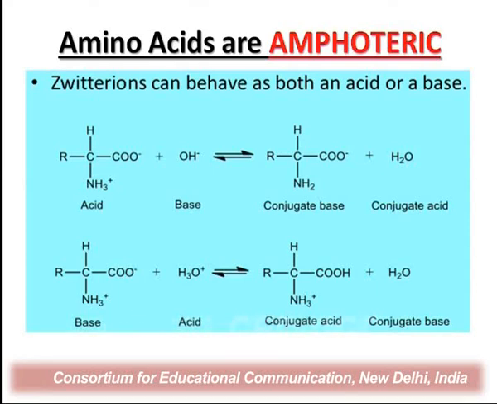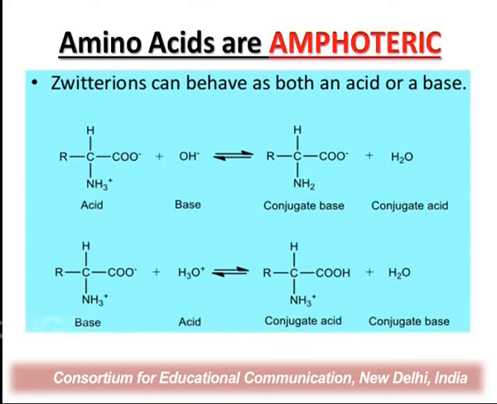So what we find here is, we can now explain that amino acids are less acidic than the corresponding carboxylic acids, because in them the acidic group is NH3 plus, and they are less basic than the amines, because in them the basic group is COO minus.